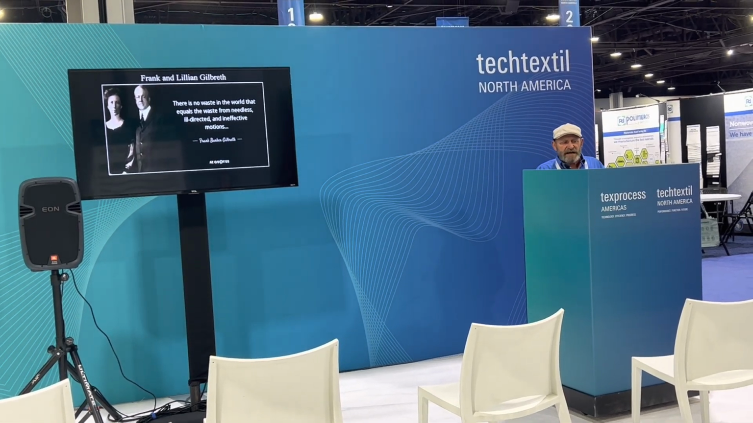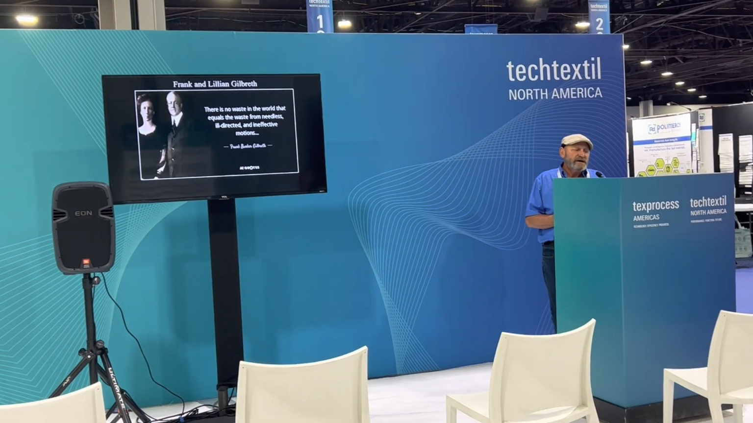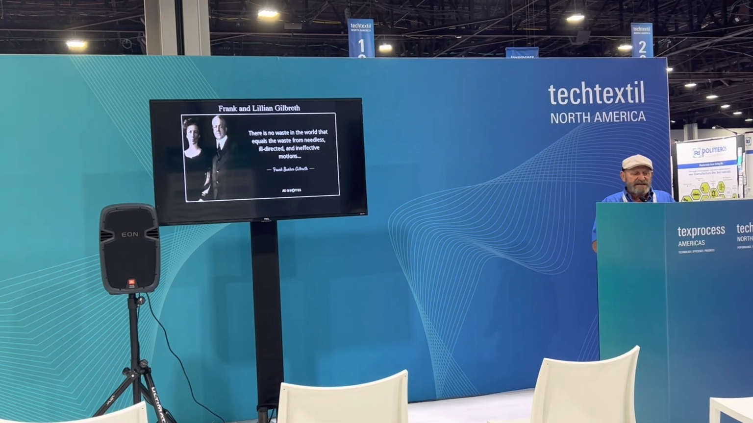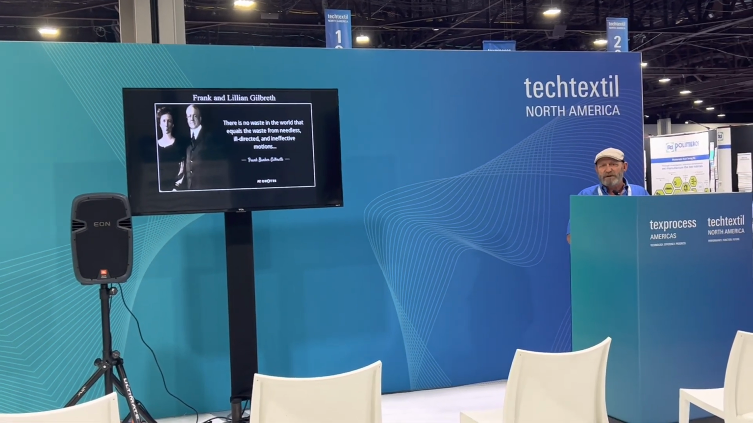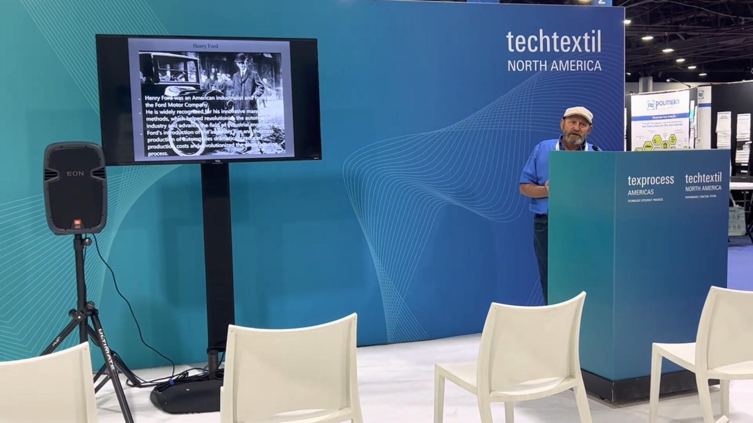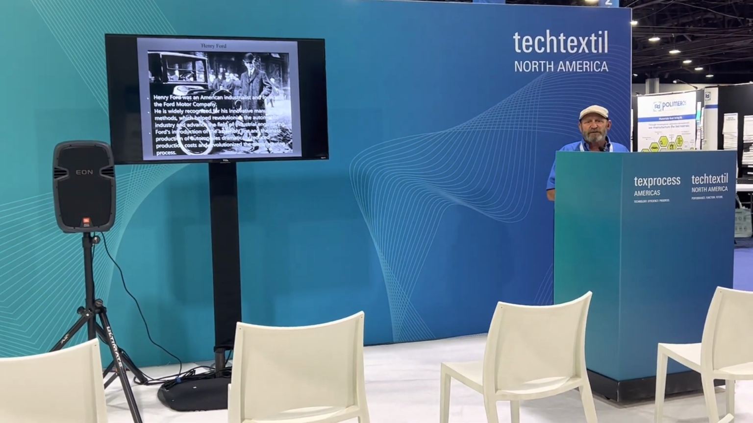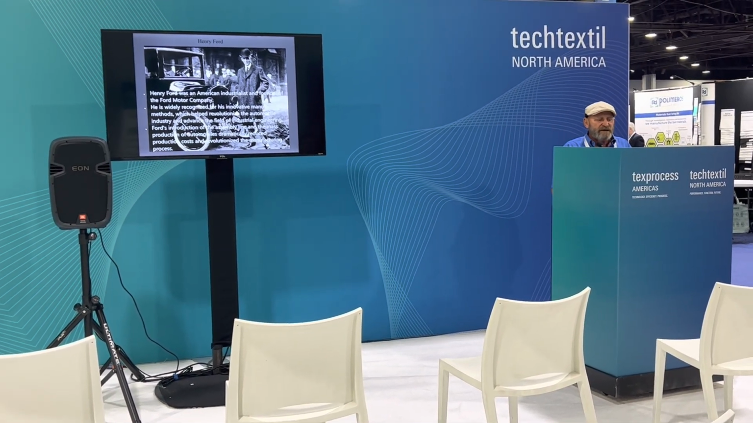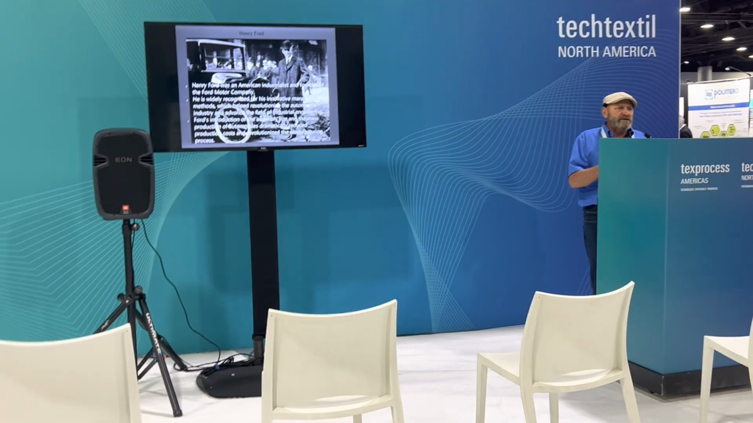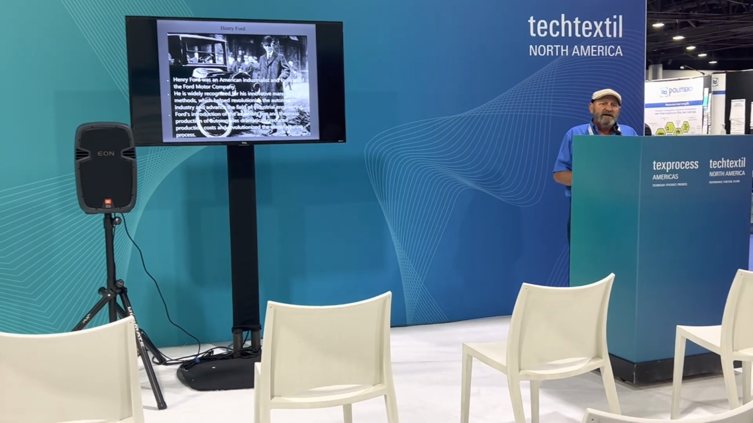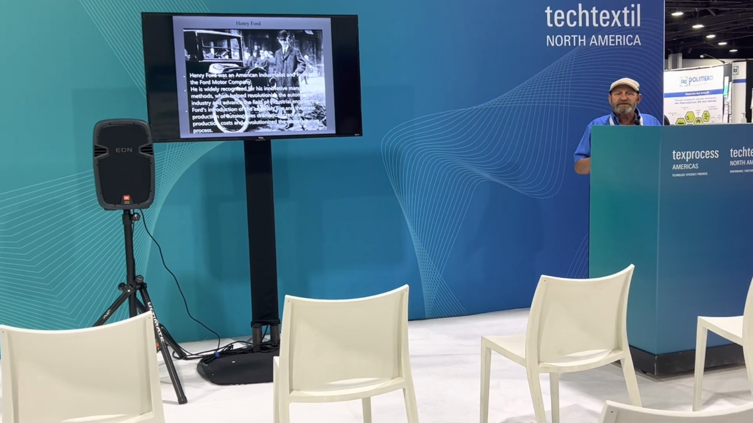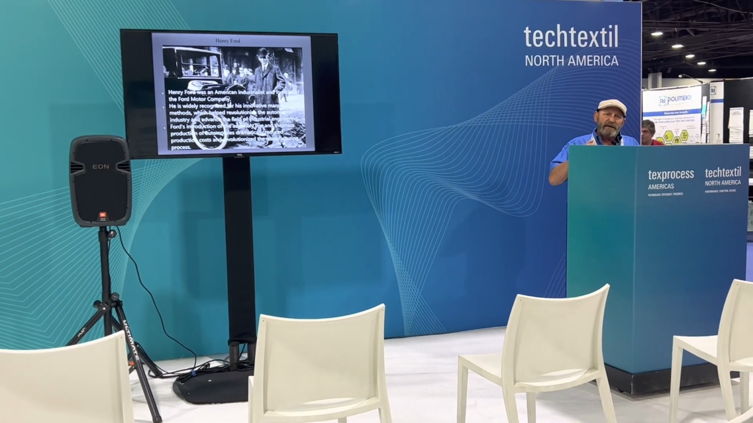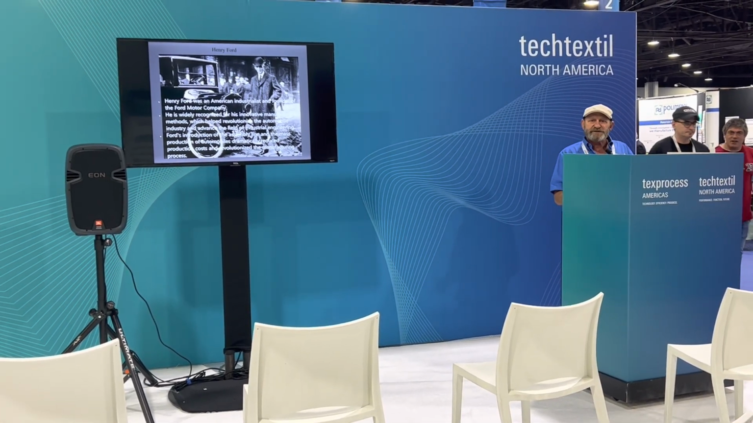One of the famous quotes that came from Frank and Lillian Gilbreth was, "There is no waste in the world that equals the waste of needless, ill-directed, and ineffective motions." This person, almost everybody in the world knows who he is. He's Henry Ford. The next one that built on top of the Gilbreths was Ford himself. He's the one that finally broke the process down to where you had an assembly line. He became extremely famous and wealthy making cars, of course, by breaking the job down into smaller segments so people could become more efficient at their jobs.